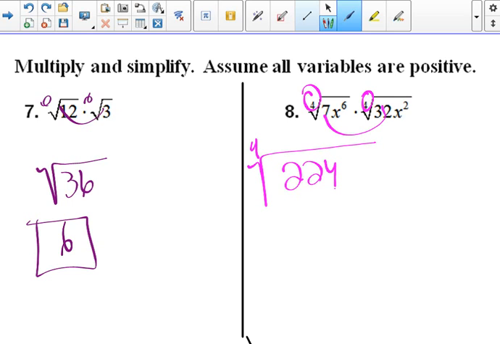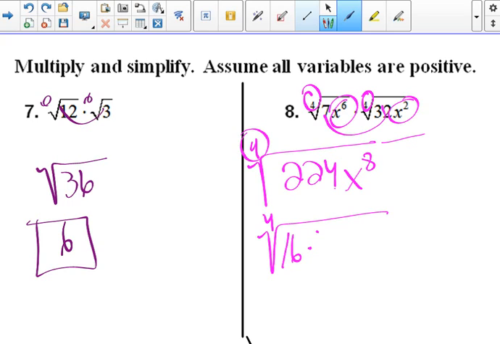This is going to be the 4th root. And then x to the 6th times x squared. Well, you just add the powers. When you multiply powers of the same base, add the powers, keep the base. So x to the 8th. Now we need to rewrite this in factors of powers that match our index of 4. So this becomes the 4th root of 16 times 14 times x squared to the 4th power. And 16 is just 2 to the 4th power.